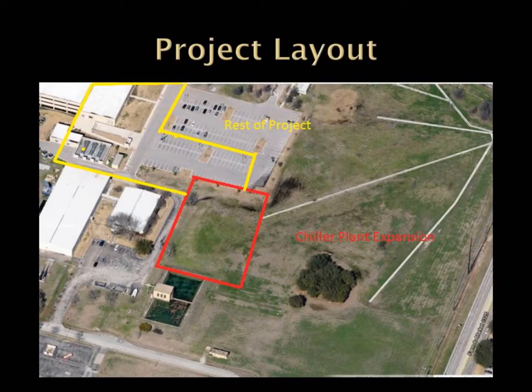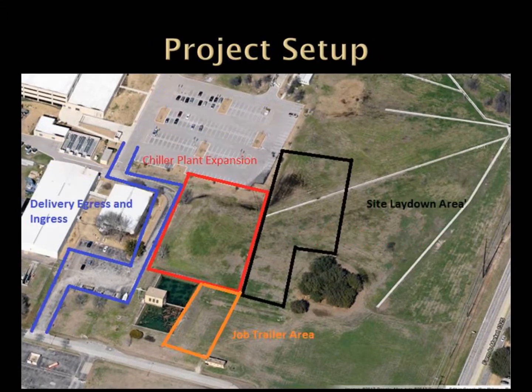The project consists of an expansion of the computing facility, but this Navisworks model will only cover the chiller plant expansion. The project layout is as follows. Outlined in red is the chiller plant expansion. Outlined in blue is the ingress and egress of the project. Outlined in black is the site laydown area, and outlined in orange is the job trailer area.